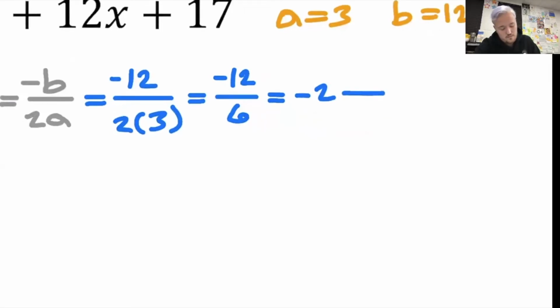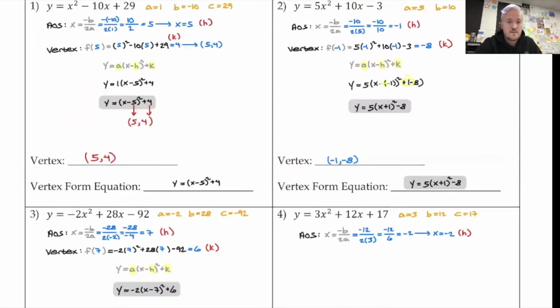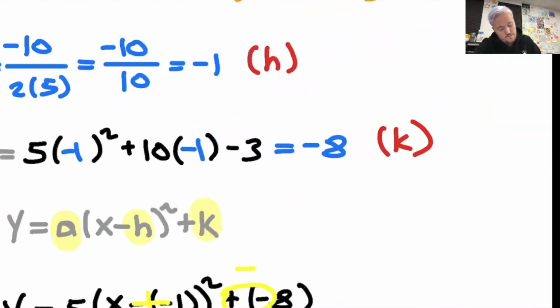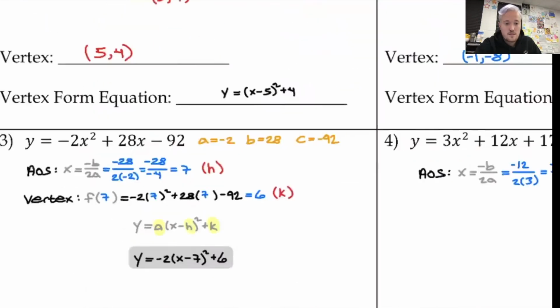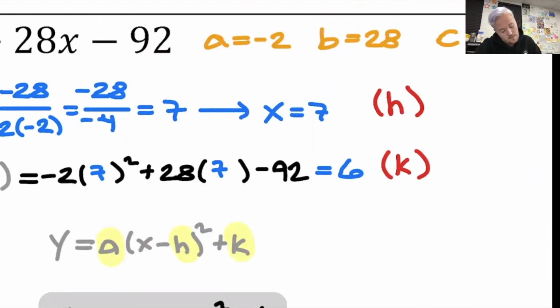Oh, I just realized I need to be writing it as the AOS. How dare I? I am the worst. I did it on the first one, didn't do it on 2 and 3. We got to fix this. I know it's a small thing, but especially in math, details are what matter. All right, so x equals 7.